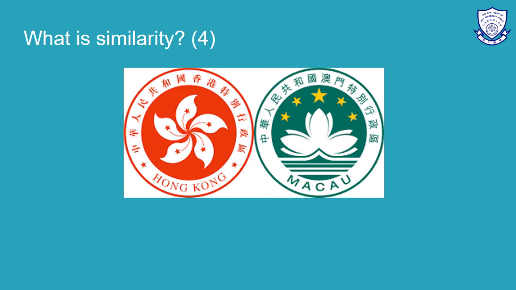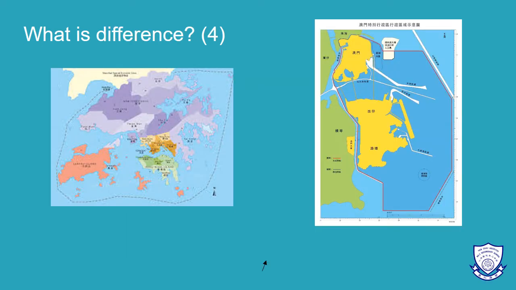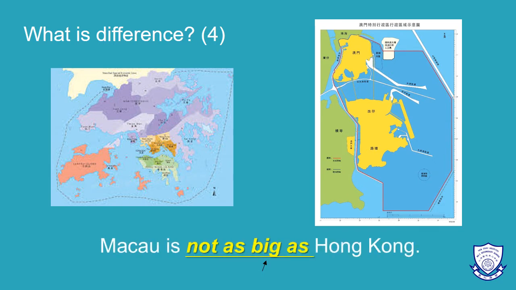And here is the fourth word to show similarity. Hong Kong is a special administrative region of the PRC. Likewise, Macau is another special administrative region of the PRC. As you all know, there are lots of differences between Hong Kong and Macau. And from these maps, you can tell Macau is not as big as Hong Kong.